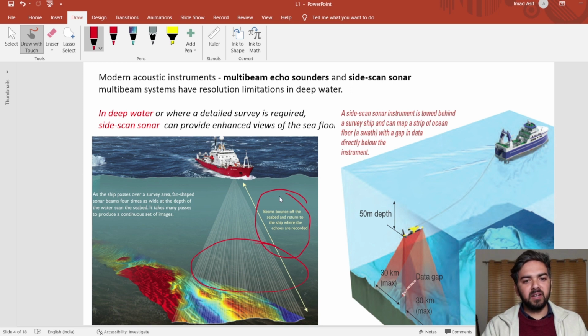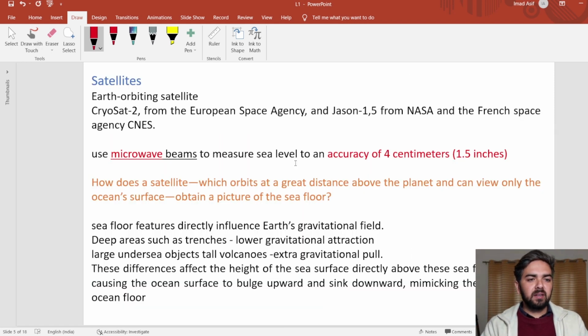And then we have side scan sonar. With side scan sonar, we tow our instrument behind the ship, like here, our ship is here, and then it scans the ocean floor. It's called side scan because, as you can see, this is the data gap: it doesn't record the data right under it at perpendicular, but it records whatever is at a slight angle, so it's called side scan sonar.